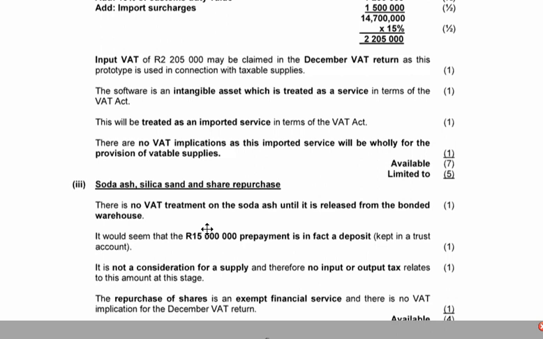So here's the solution. No VAT treatment on the soda ash until it's released from the bonded warehouse. It would seem that the 15 million prepayment is in fact a deposit kept in a trust account. It is not a consideration for a supply and therefore no input or output VAT. I know we've paid it, but it hasn't yet been transferred across to the clients for their beneficiation yet.